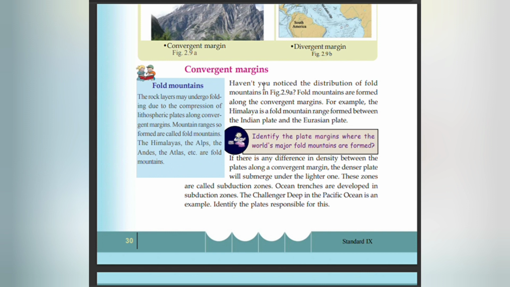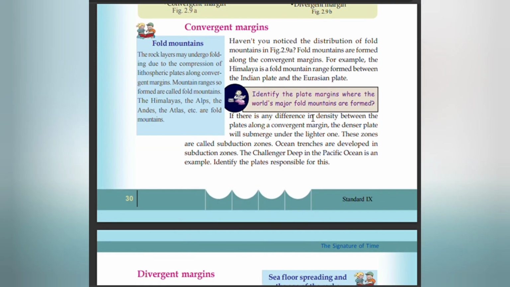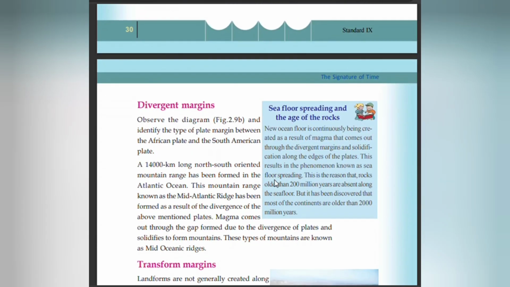are fold mountains. Haven't you noticed the distribution of fold mountains? Fold mountains are formed along the convergent margins. For example, the Himalaya is a fold mountain range formed between the Indian plate and the Eurasian plate. If there is any difference in density between the plates along a convergent margin, the denser plate will submerge under the lighter one. These zones are called subduction zones. Ocean trenches are developed in subduction zones. The Challenger Deep in the Pacific Ocean is an example. Identify the plates responsible for this.